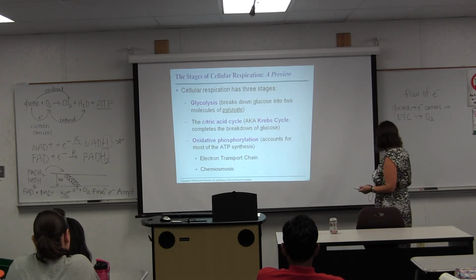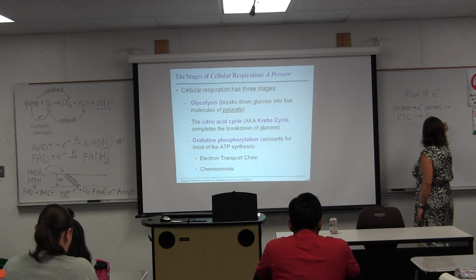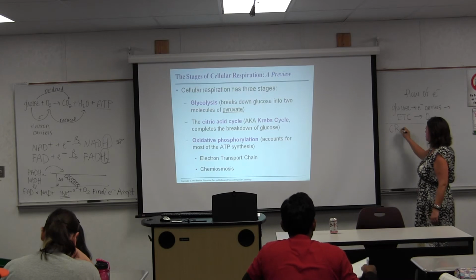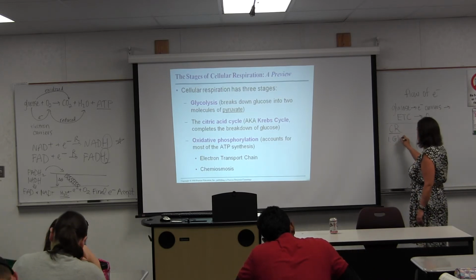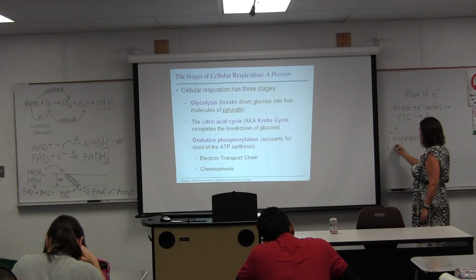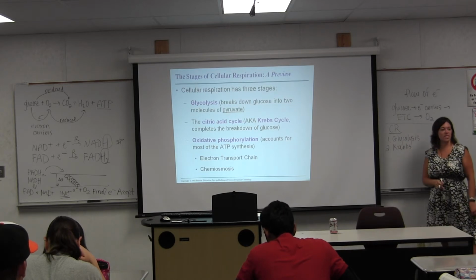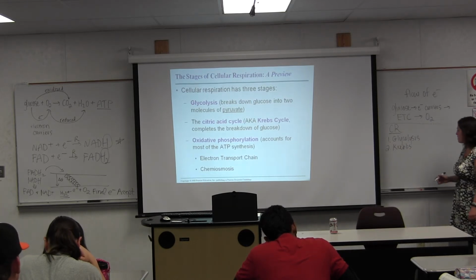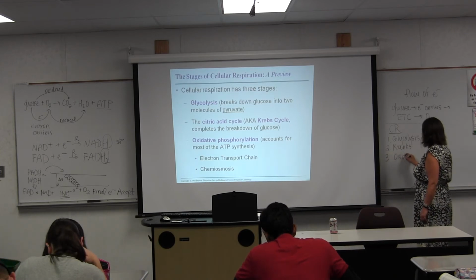Okay, so now it's time to get into cellular respiration. All right, so cellular respiration is made up of three primary processes. You've got glycolysis, you've got the Krebs cycle, which is the same thing as the citric acid cycle, and then you've got this oxidative phosphorylation.